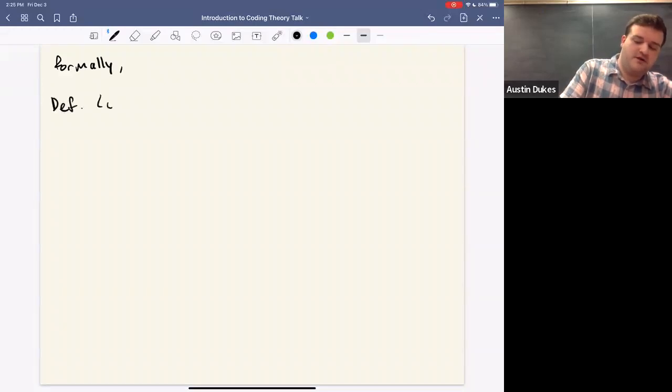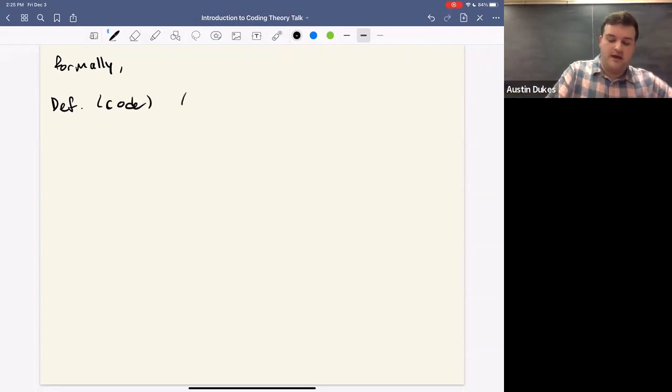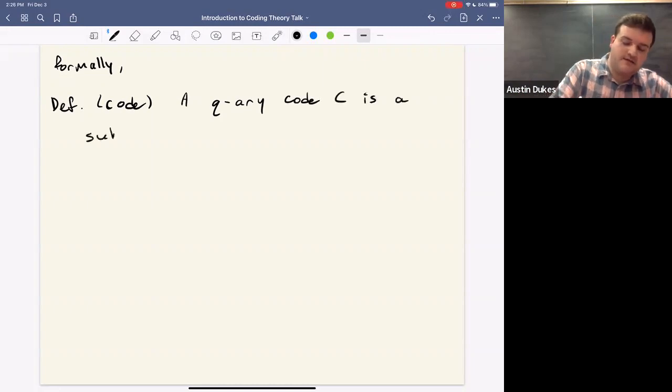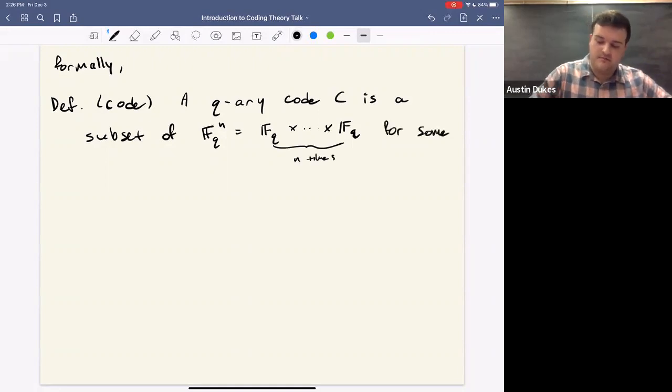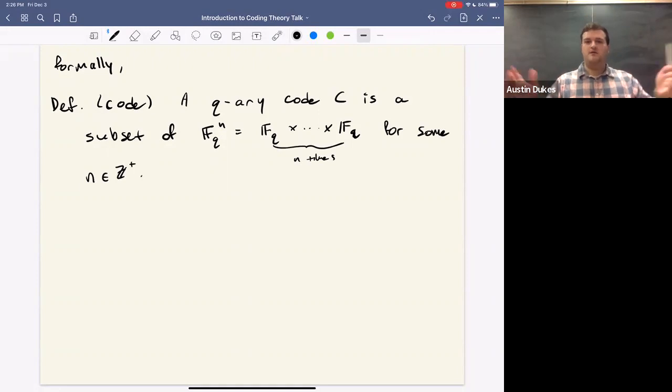So, definition of a code. A q-ary code, think binary, ternary, etc. A q-ary code C is a subset of F_q to the n, which is the Cartesian product of F_q with itself n times, for some positive integer n. All right. So a code is a subset of the vector space F_q to the n. So it has n components, and each component is a letter, or an element of F_q.